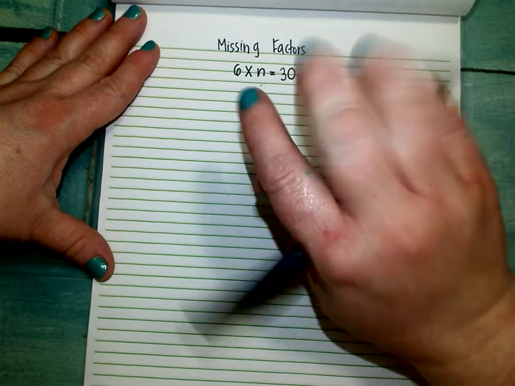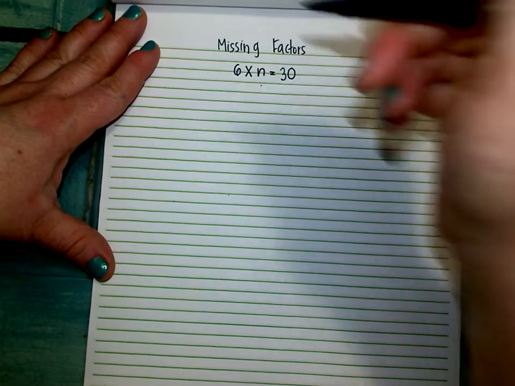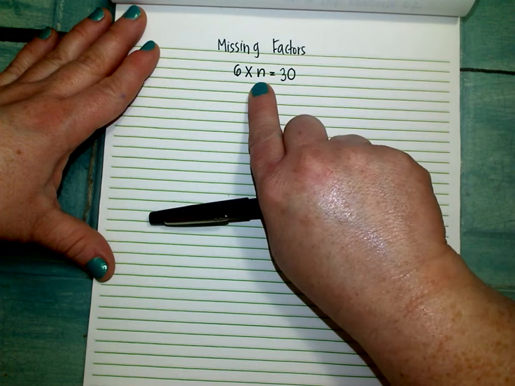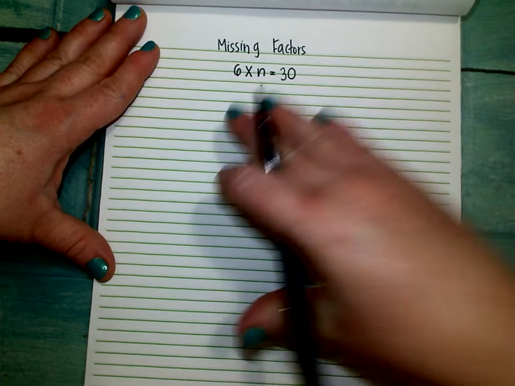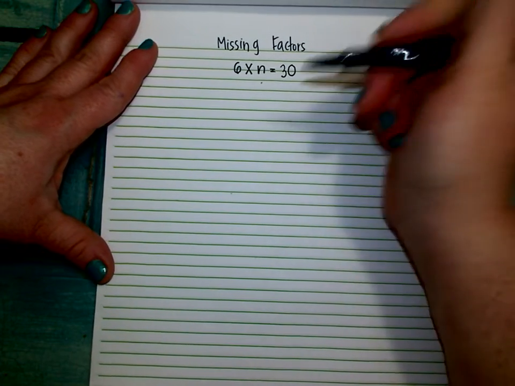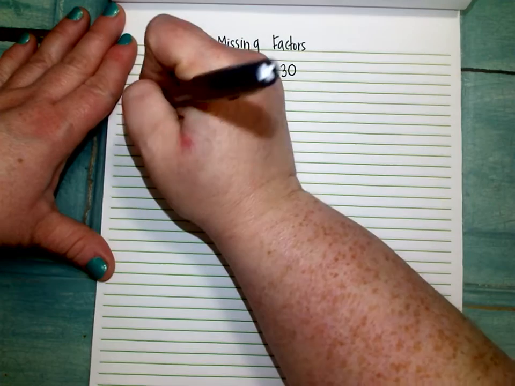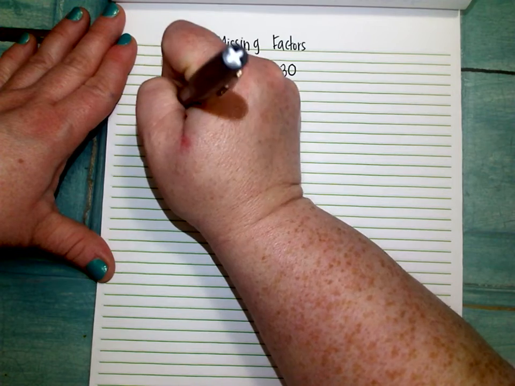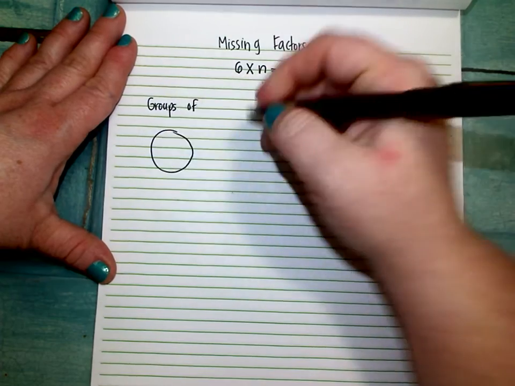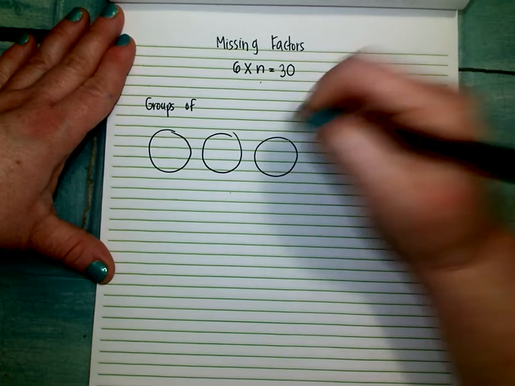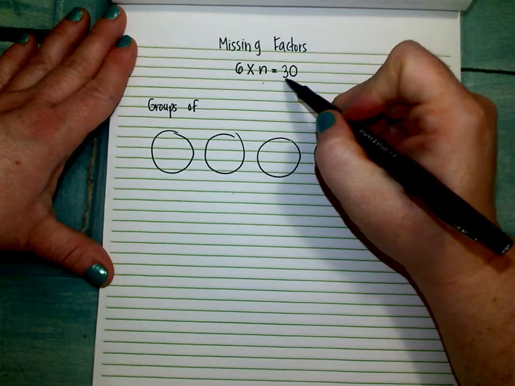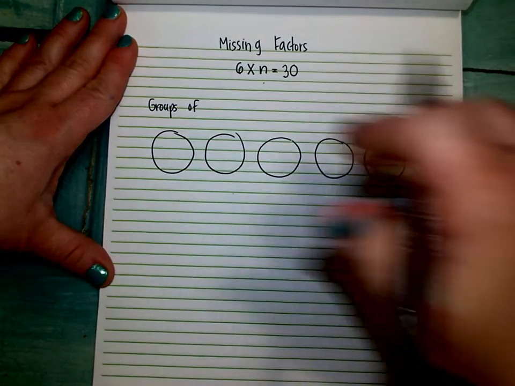So one of the things to do is to figure out, well, how am I going to solve for N, right? What you can do first is think about it using groups of, and we've used groups of, right? So if you want to use groups of, you can say, okay, first of all, I've got 6 groups. 1, 2, 3, 4, 5, 6. And now I'm just going to count and put 1 in each group until I get to 30.